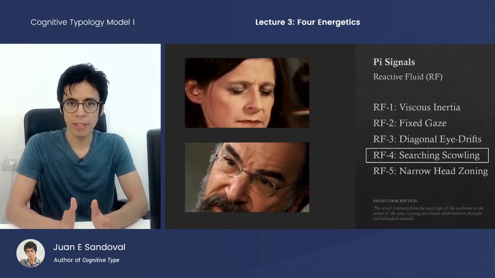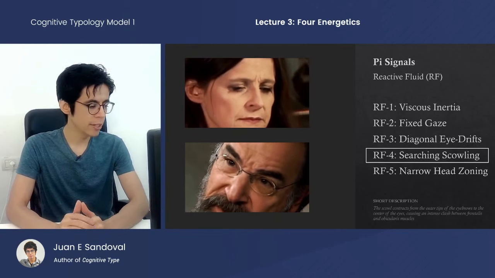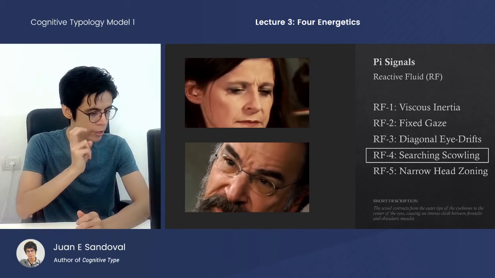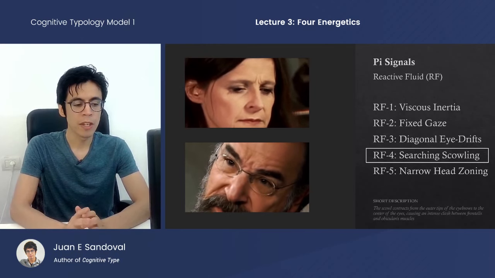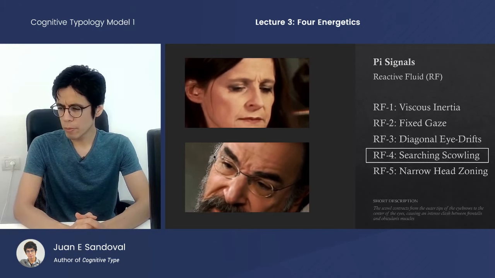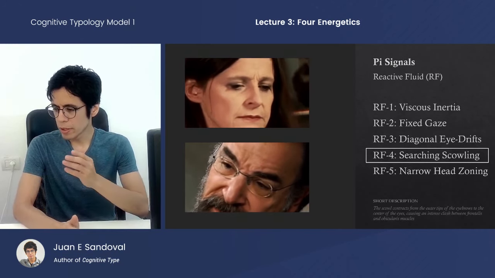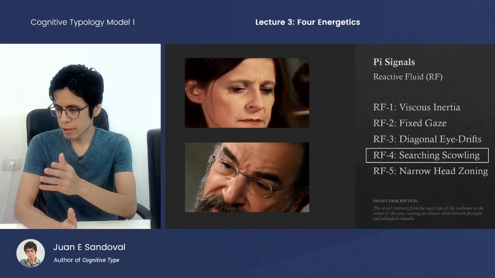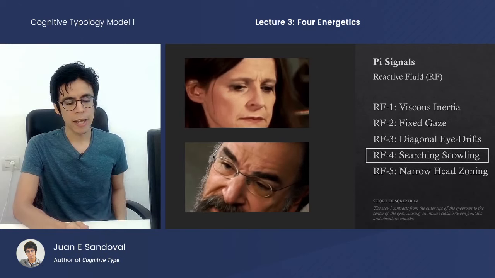Next, we have searching scowling. Now, if what I mentioned before about diagonal eye drifts is a kind of memory recall to the side as they look inside of themselves for information, then searching scowling is a kind of overdrive where they're really trying to look for something. So they'll be scowling at something, but what they're scowling at is nothing that's of relevance there. And the scowling is not like an angry scowl.